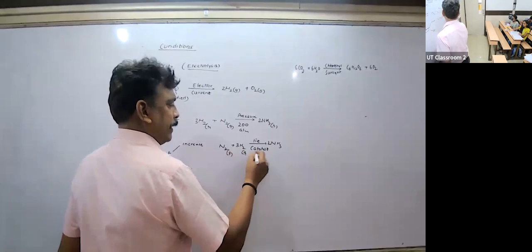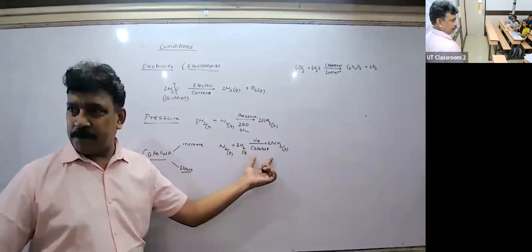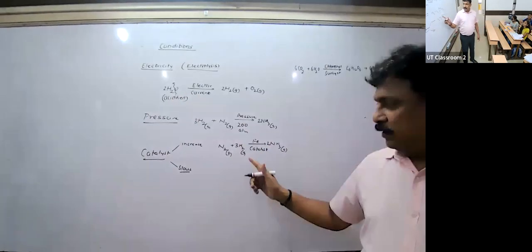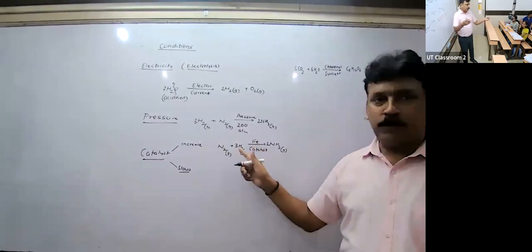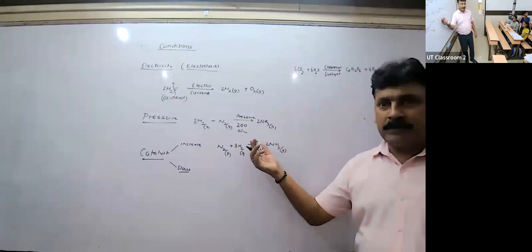A catalyst is a substance which increases the speed of a chemical reaction. Like iron. Iron is a catalyst for nitrogen and hydrogen to come on the surface and react faster. इसकी वजह से इन लोग का reaction fast हो जाता है.